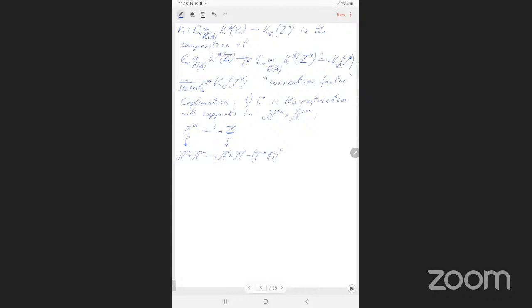Okay, and now this is smooth, and this is smooth because we take the fixed point of an automorphism of a smooth ambient algebraic variety.